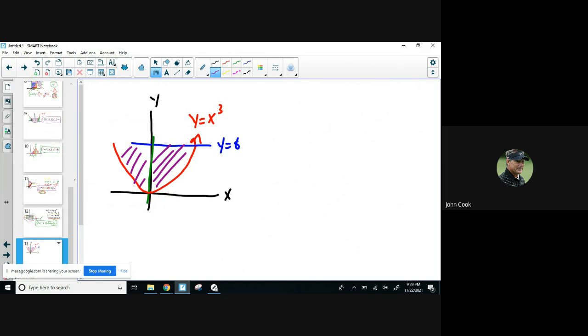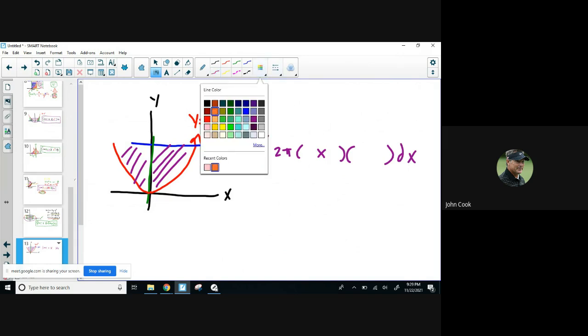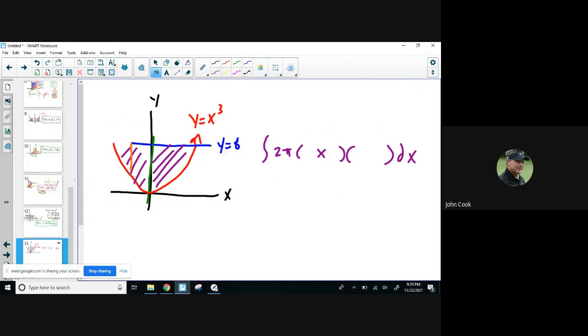Now, this is going to be a shell problem, so it's going to be 2 pi times the radius times the height times dx, because it's around a vertical line. And since it's around the y-axis, the radius is just going to be x in this case. Now we have to find the height. So the height for one of my test cylinders, let's draw a test cylinder out here. That's one shell through here like this.